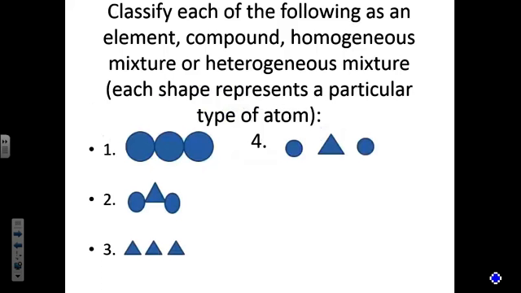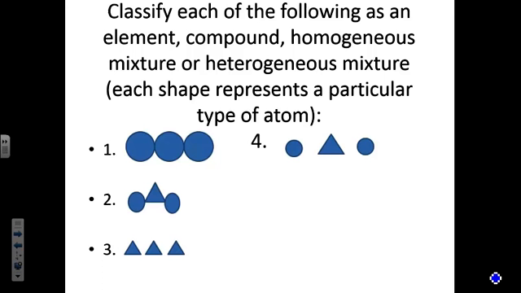Okay, classify each of the following as an element, compound, homogeneous mixture, or heterogeneous mixture. And again, each shape represents a particular type of atom. So stop the video, think about 1 through 4, identify whether they're an element, compound, or homogeneous or heterogeneous mixture, and then start the video back up when you have your answers figured out.